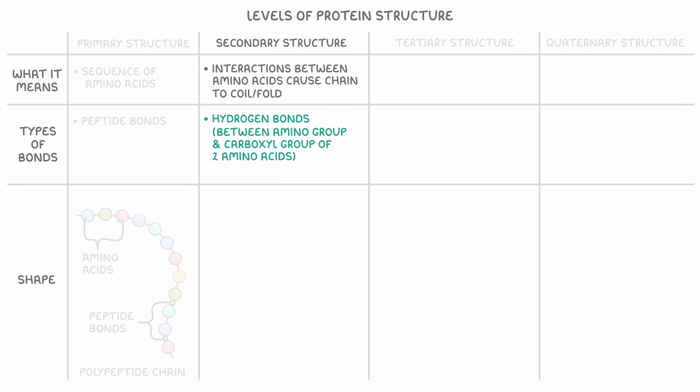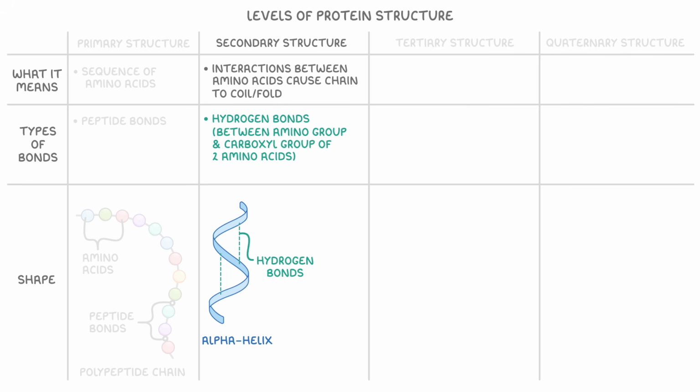These can cause coiled arrangements like this one to form, which is called an alpha-helix, where the blue shape is a simplified representation of the polypeptide chain, and these dashed lines here are the hydrogen bonds forming between one amino acid and another amino acid further down the chain.